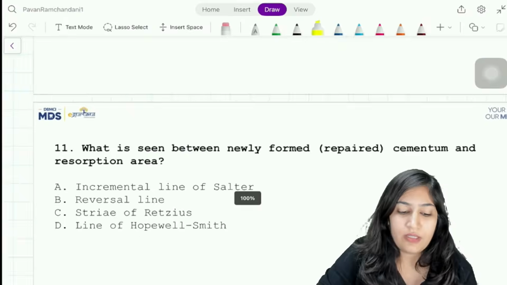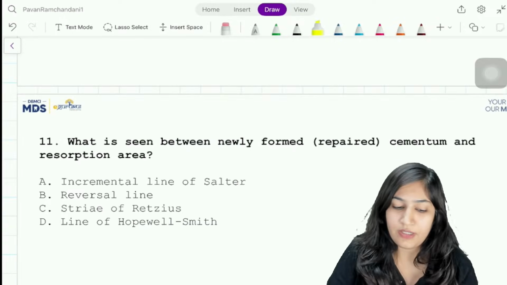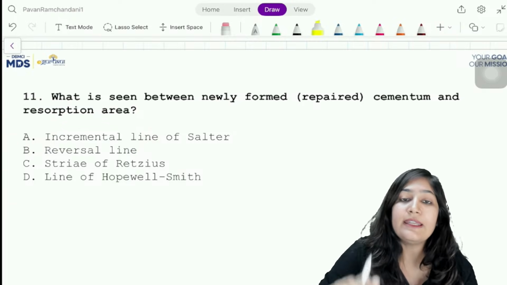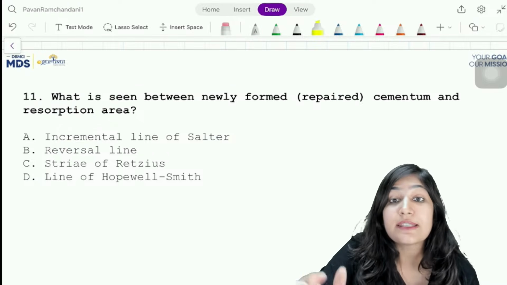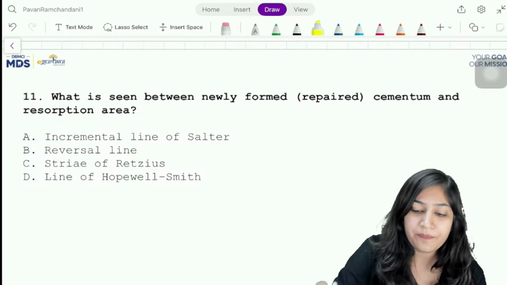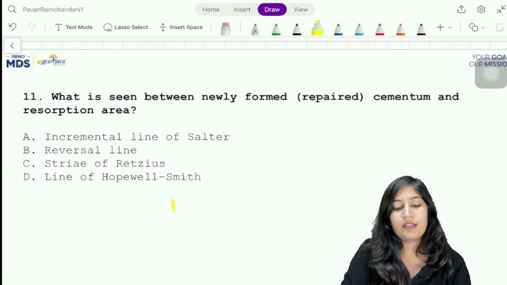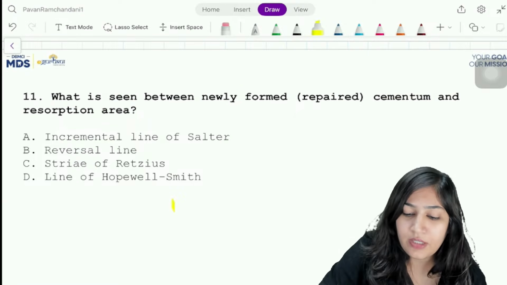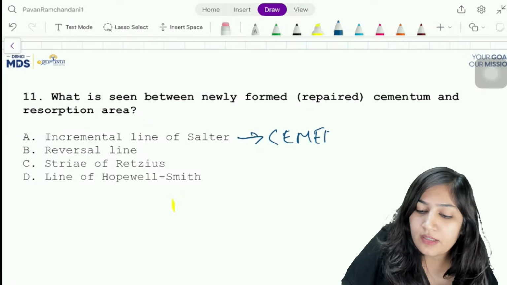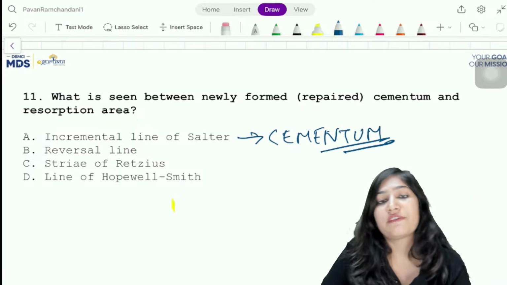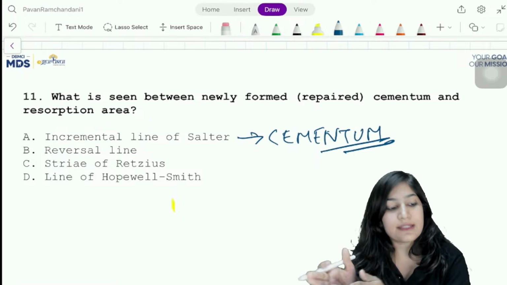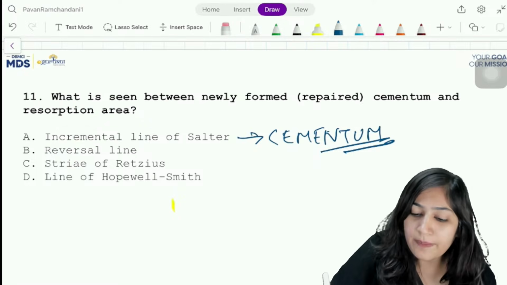Right? Now coming to our next question. What is seen between newly formed cementum and resorption area? Is it incremental lines of Salter, reversal line, striae of Retzius, or line of Hopewell-Smith? What will be the correct answer here? So incremental lines of Salter are incremental lines of cementum, right? They depict successive deposition of cementum. They're not formed between the resorbed area and the newly formed cementum. So this cannot be the correct answer here.